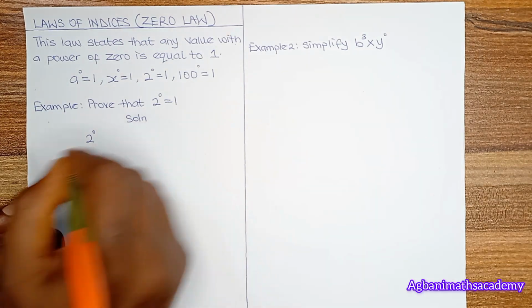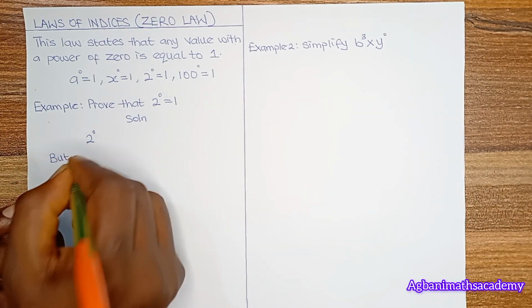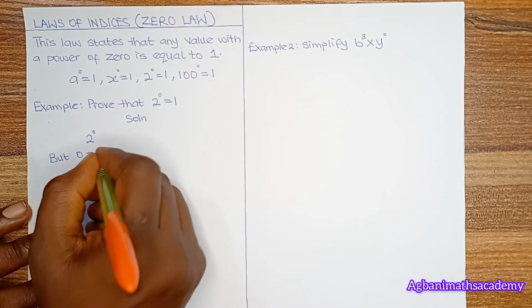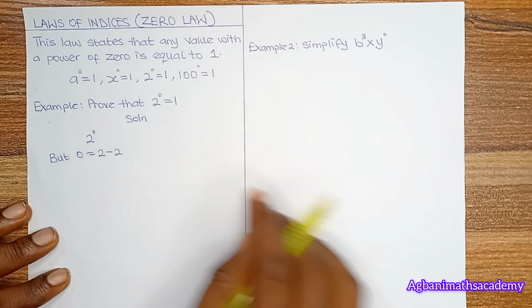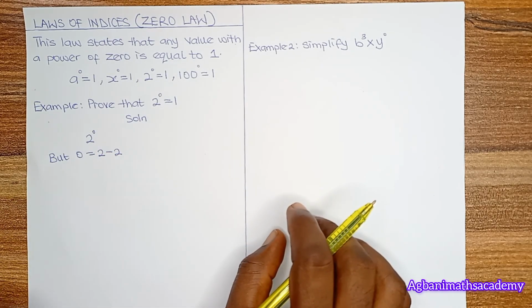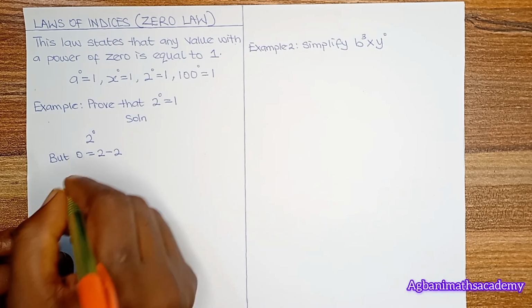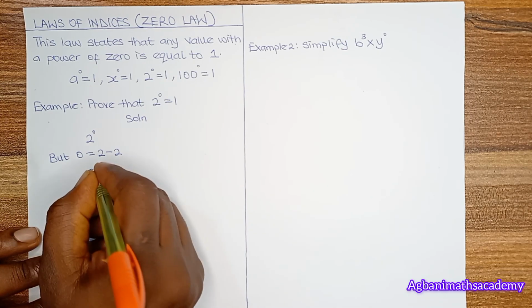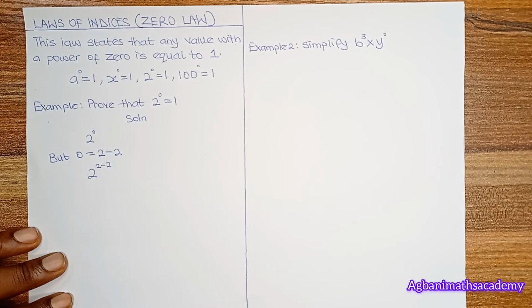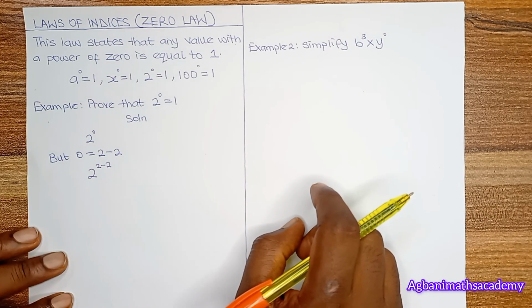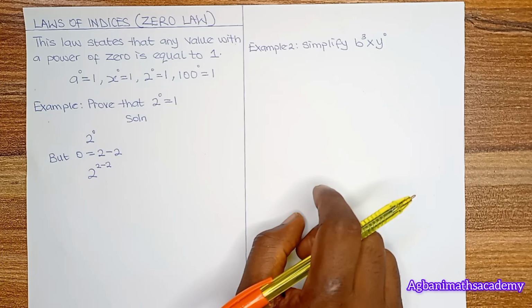So 0 is equal to 2 minus 2. So instead of having 0 there, we're going to replace it with 2 minus 2 because we know that 2 minus 2 is also 0. So this means 2 to the power of 2 minus 2. Okay? 2 to the power of 2 minus 2.